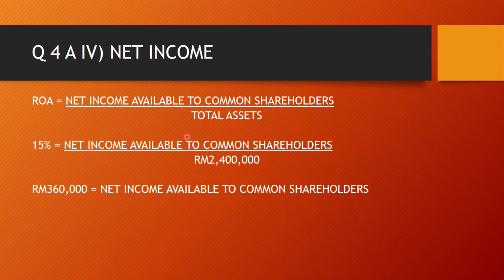Question 4. Calculate the firm's net income if it had return on asset of 15%. The formula for ROA is net income divided by total asset. ROA is given 15%, net income is unknown, but we have the information on total asset, which is 2.4 million. Net income is 2.4 million times 15%, so we get 360,000 for the net income.